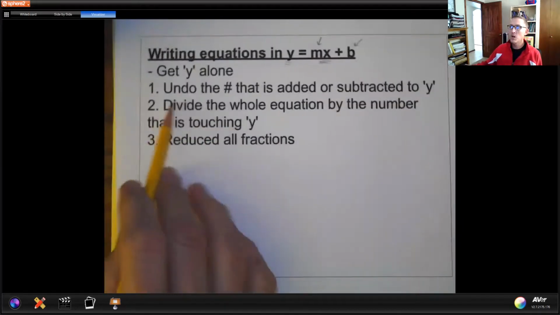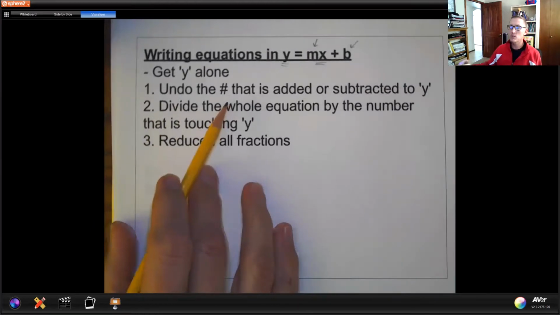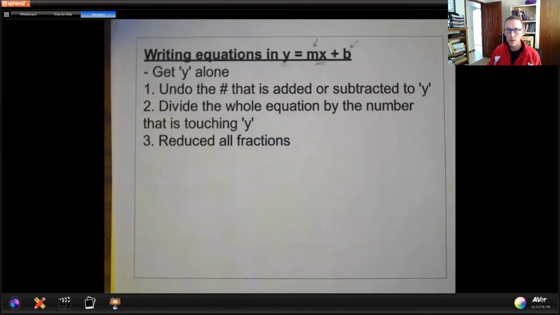The first step is undo the number that is added or subtracted to y. So not the number that's touching y, but the one that's being added or subtracted to it. Now this could be a term that has x. It could be just a plain old number. The second step is then divide the whole equation by the number that's touching y. And that's because when a number is touching a variable, it means multiply. So the opposite of that is divide. And then finally, and very important for this section, is reduce all fractions.